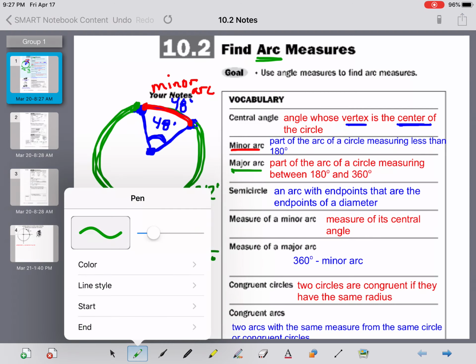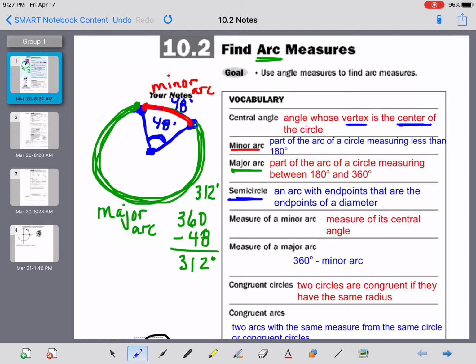We have a semicircle for our next definition, and the semicircle here is an arc whose endpoints are on the endpoints of a diameter. Remember from last section, a diameter is a chord that goes through the center, so it goes on both sides of the circle. The endpoints are on both sides. There's my diameter, and then this arc right here is the semicircle. So exactly half of my circle is a semicircle. And because it's exactly half, we know that that's going to equal exactly 180 degrees because it's half of my 360.